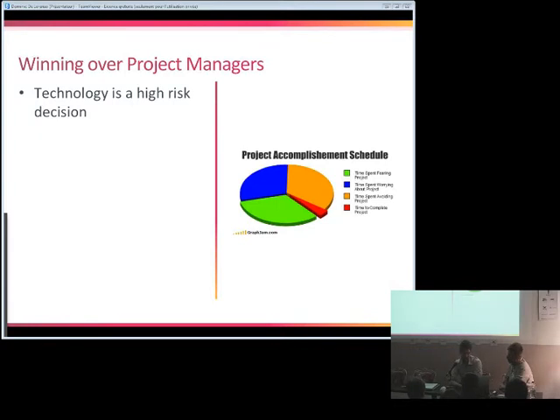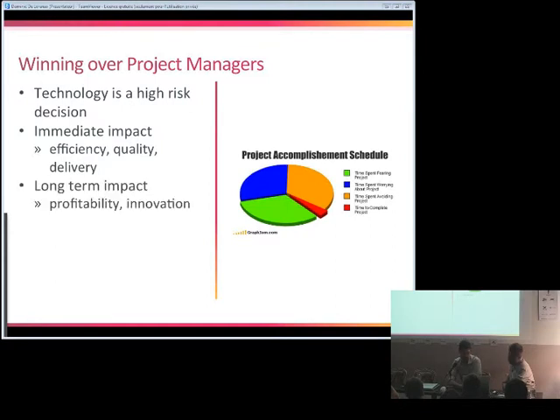It has a huge impact on their day-to-day process, how they're going to manage their team and ensure the efficient delivery of software. Their burn down charts. And long term, it has a big impact on the profitability of their projects and their ability to innovate as well. So really focus on delivery processes.